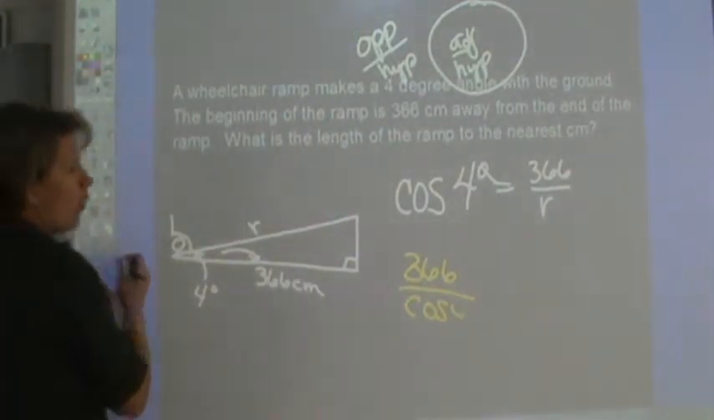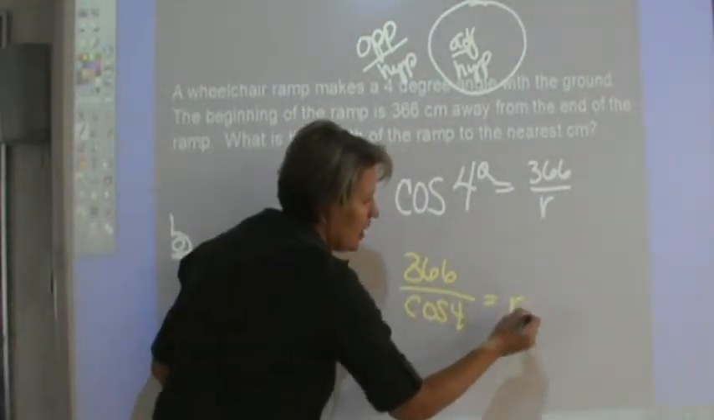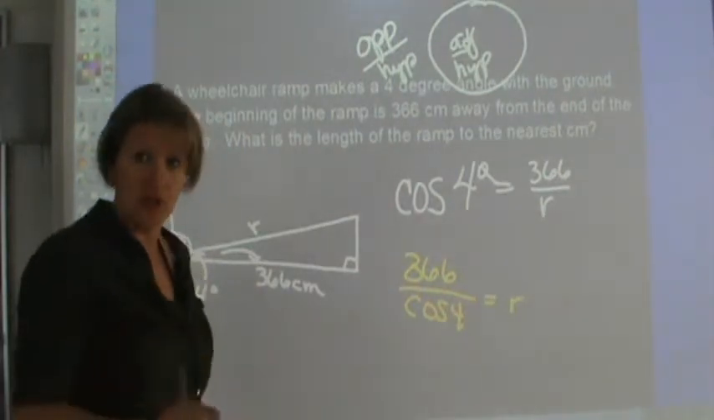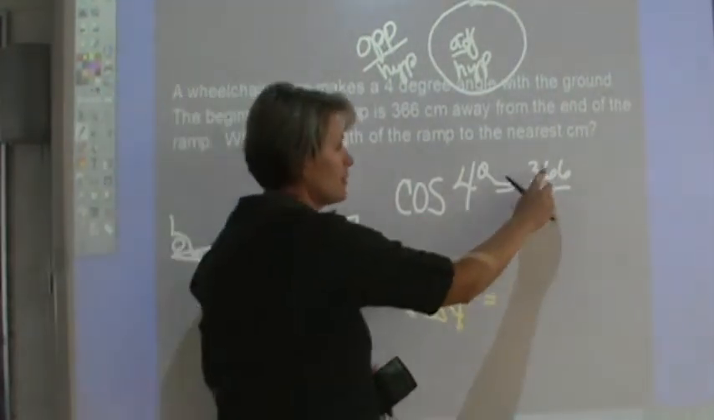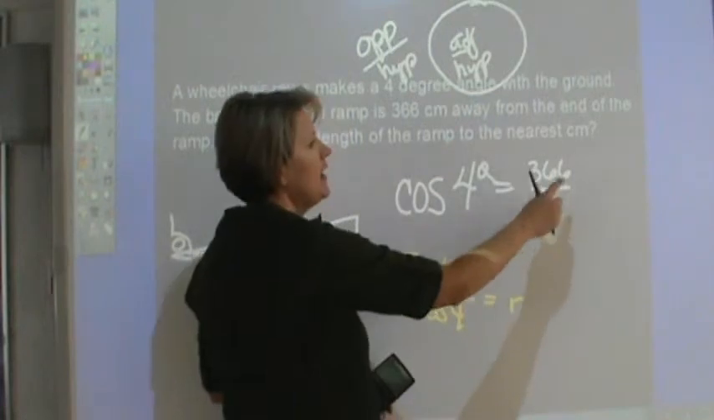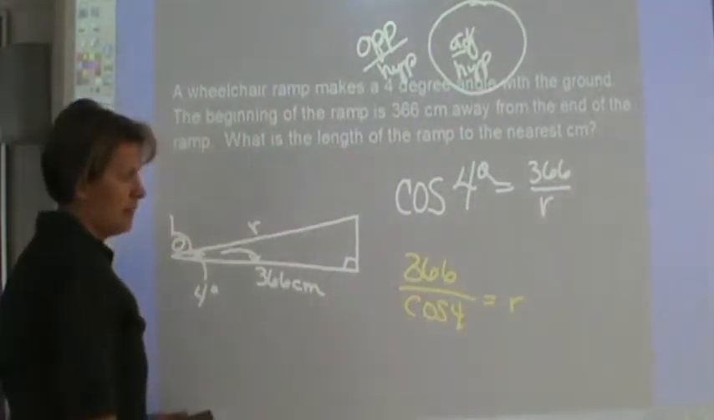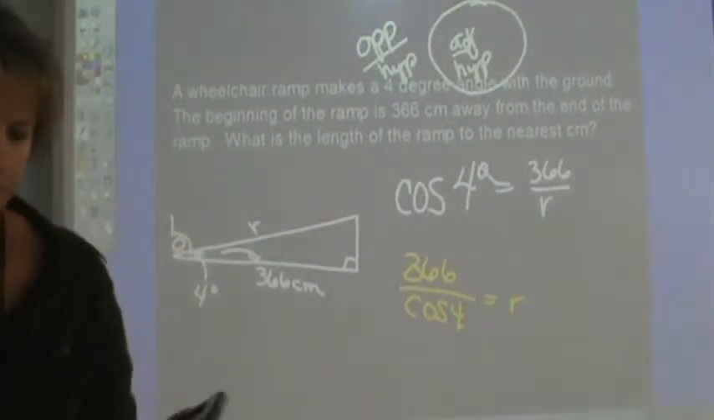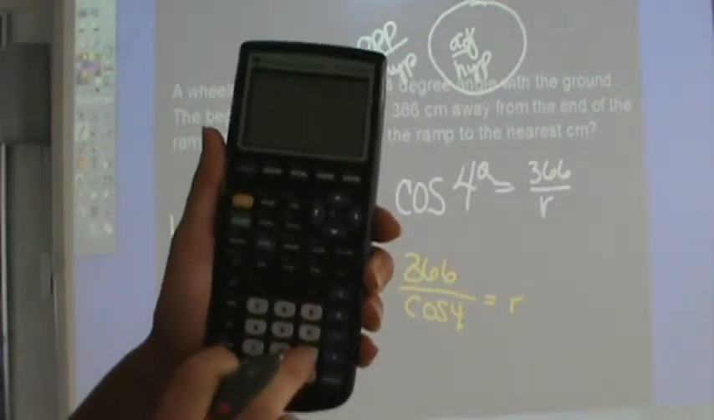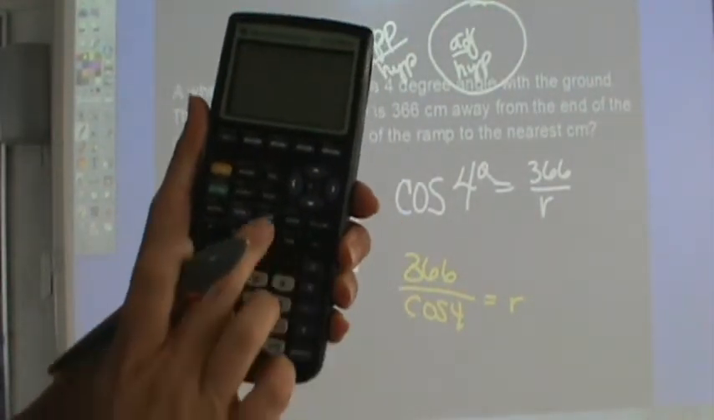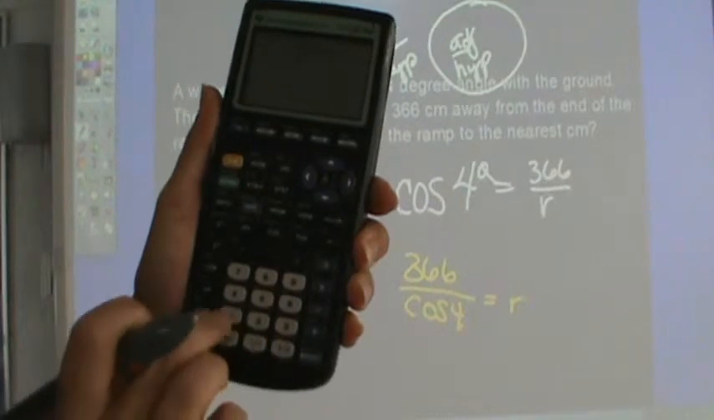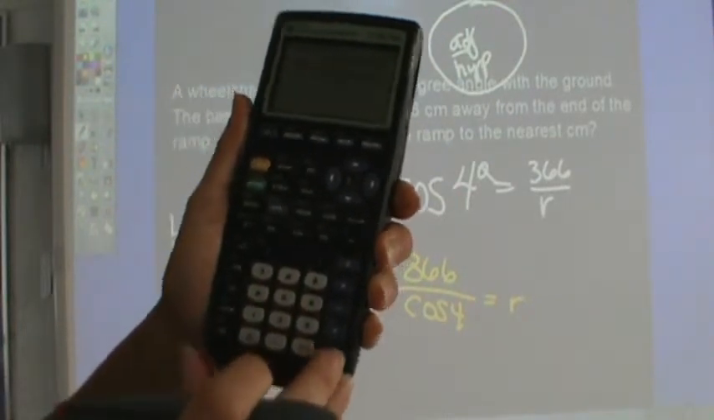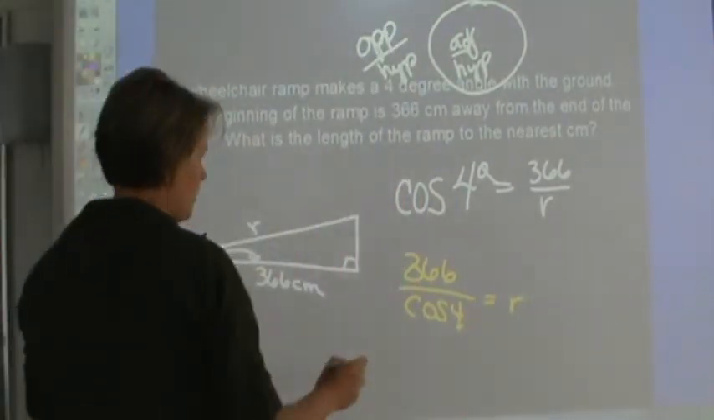Now, if you want to know why, it's all algebra. Just call me over and I'll explain to you why. But basically, if you just remember that if the number's on top, we divide, and if the number's on the bottom, we multiply. So in my calculator, again, I'm going to go 366 divided by cosine of 4. And that's going to get me 366.89.